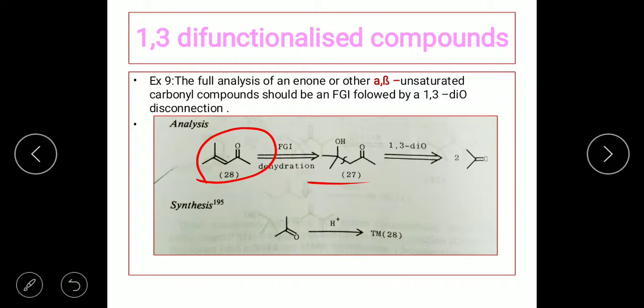So now what we are going to do is the functional group interconversion of the ketone. That is, it is going to give rise to the beta hydroxy group. So this is nothing but dehydration. Means you're seeing the opposite.